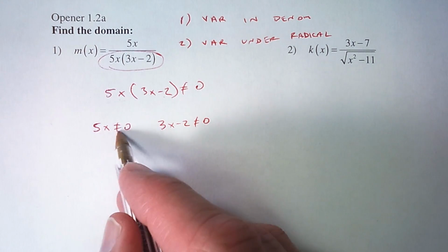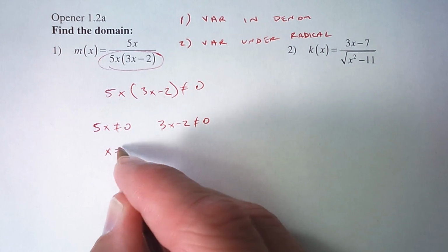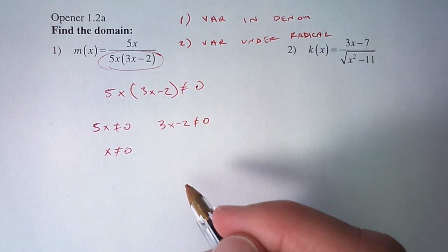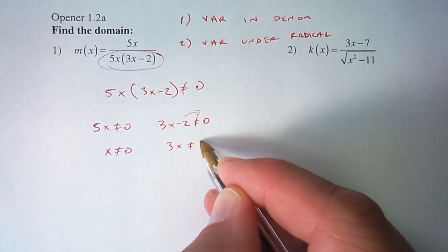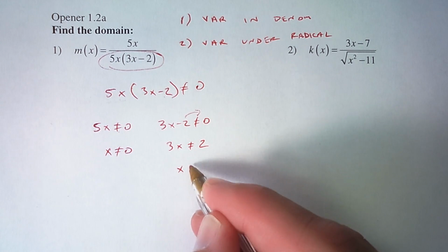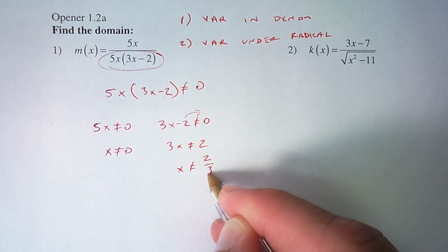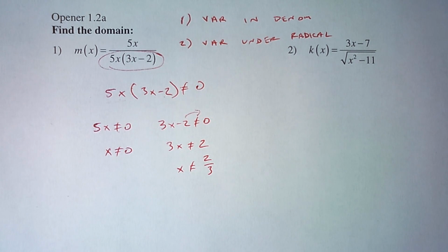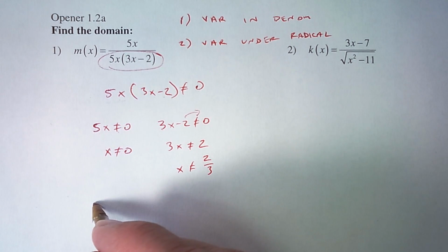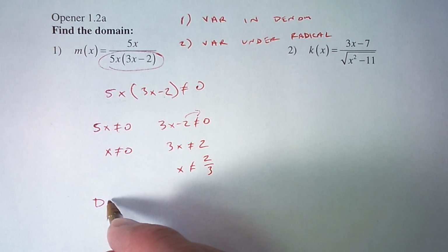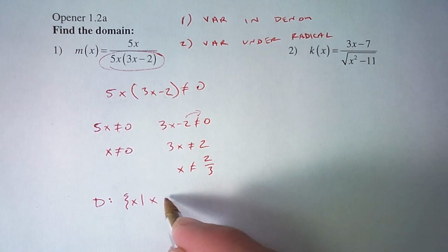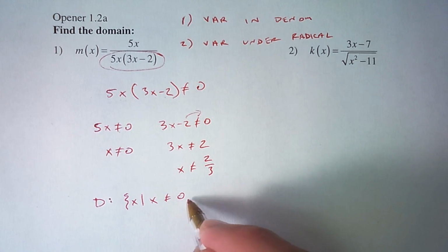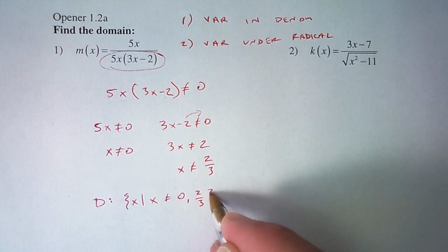So I'll divide both sides by 5. X cannot equal 0. Here I'll move that 2 over. 3x cannot equal 2. And divide. X cannot equal 2/3. Okay? So from there, we can write our domain. So the domain is all real numbers, so it's the set of all x, such that x cannot equal 0 or 2/3.